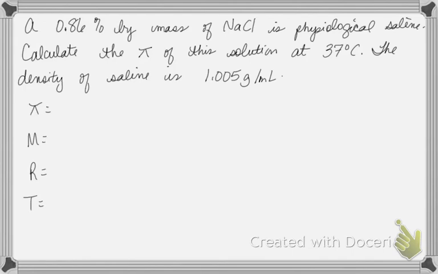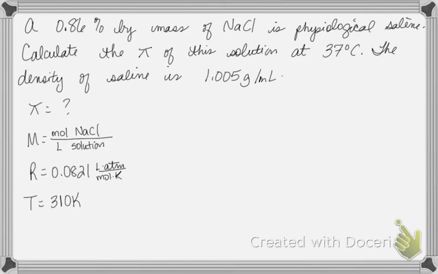And if we organize the information, we know this is what we're solving for. The molarity is going to be the moles of the sodium chloride divided by the liters of the solution. And the R is 0.0821. And the temperature is going to need to be 310 Kelvin. Okay, so the challenge here is really getting from the percent to the molarity. So let's break down that percent, 0.86.